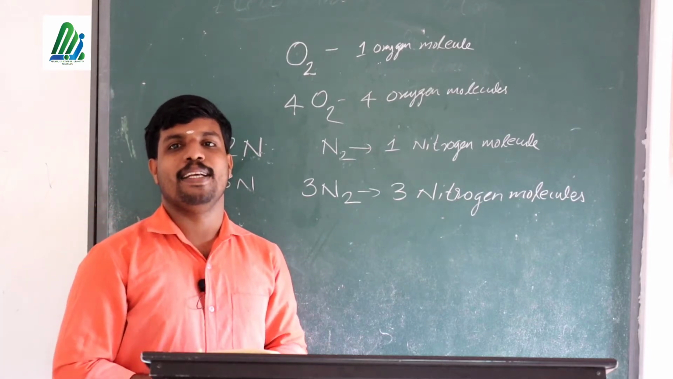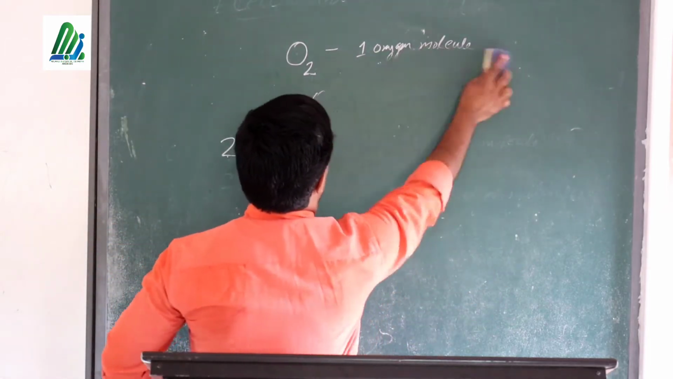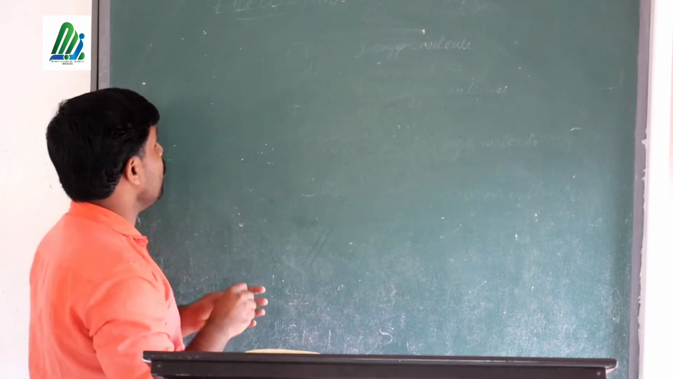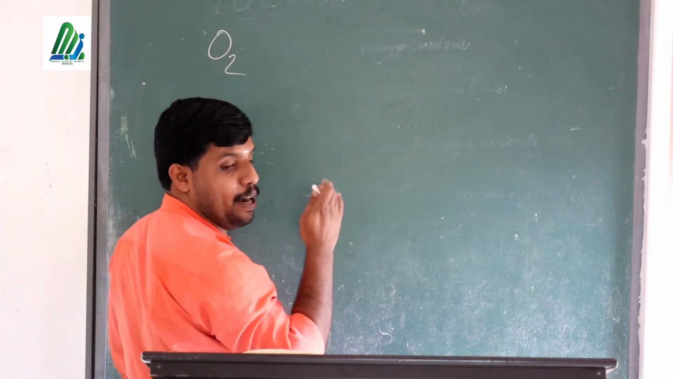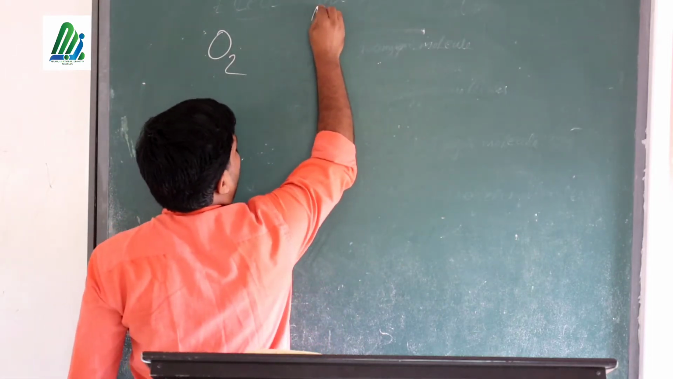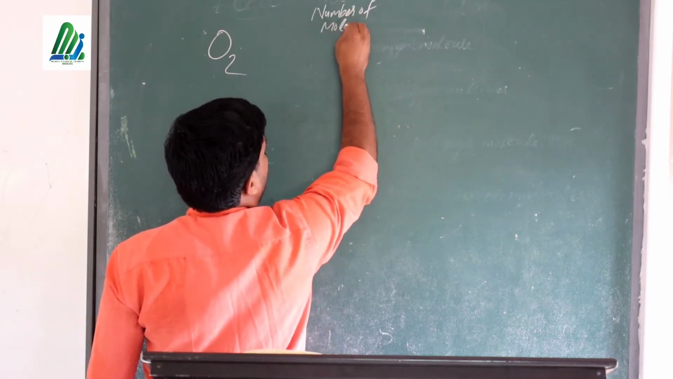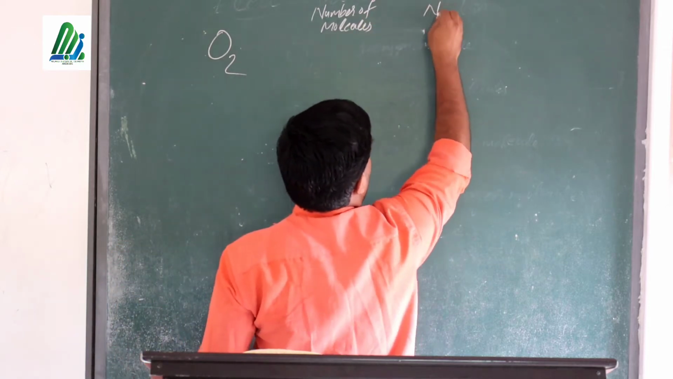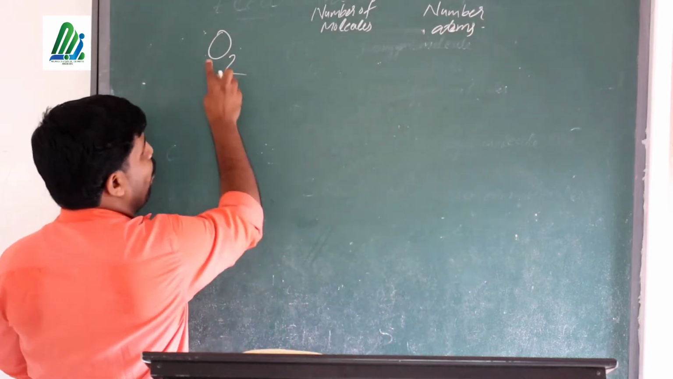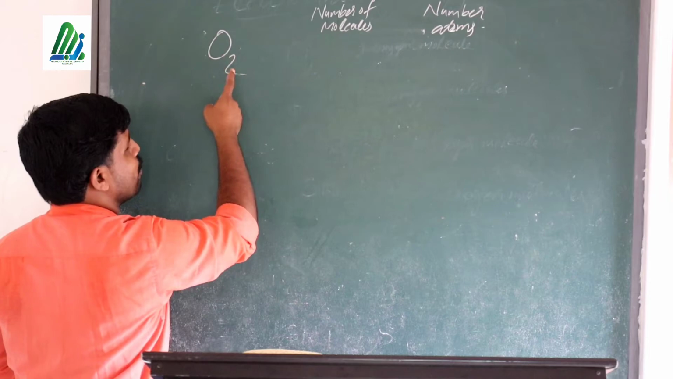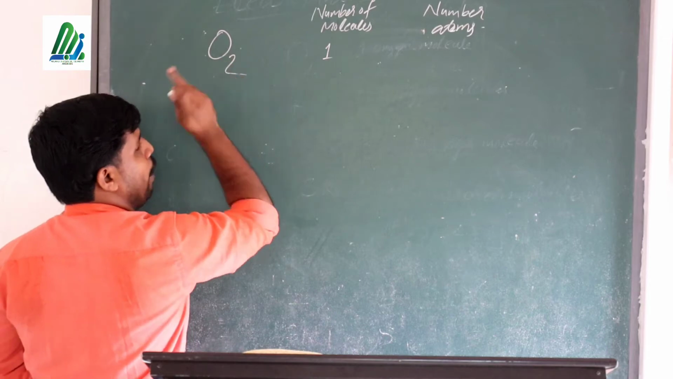Like this, we want to complete the table given in your textbook. I will do one or two questions related to that. The question is, if they write O2, you need the number of molecules and the number of atoms. Here O2, how many molecules are there? One molecule. Then how many atoms? Two atoms.